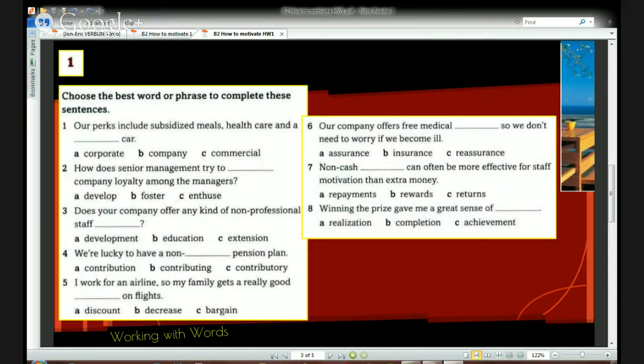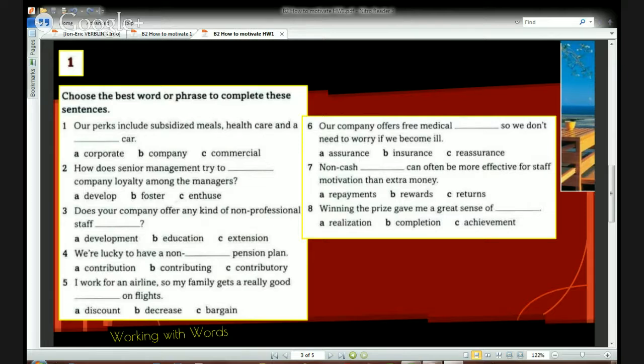Okay, Jason, let's try 6. Our company offers free medical insurance, so we don't need to worry if we become ill. I think it's insurance. It's gotta be, right? Assurance is when I make you feel better. Reassurance is when I console you if you're sad. Insurance is when you pay a company money just in case some accident happens. So it's got to be insurance, right?